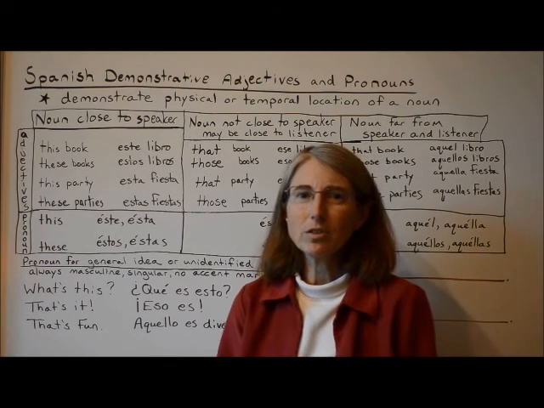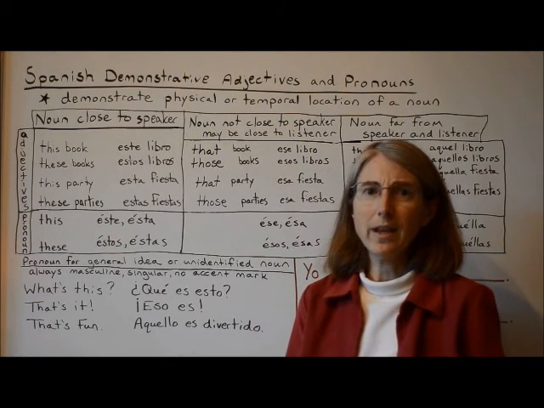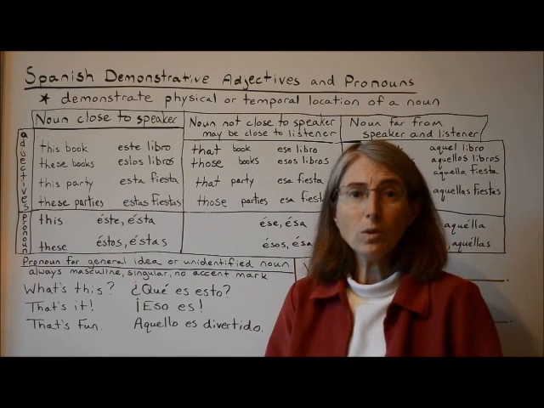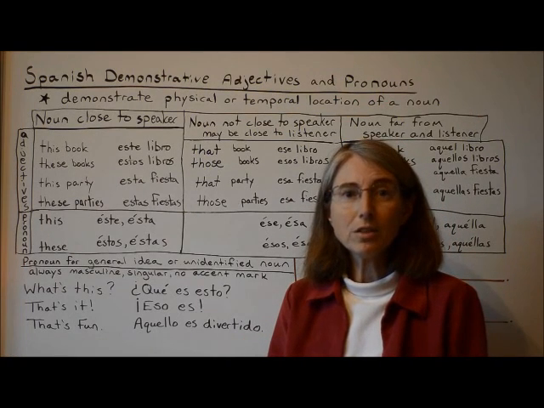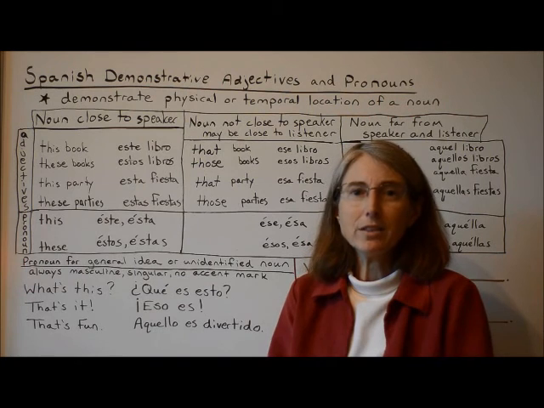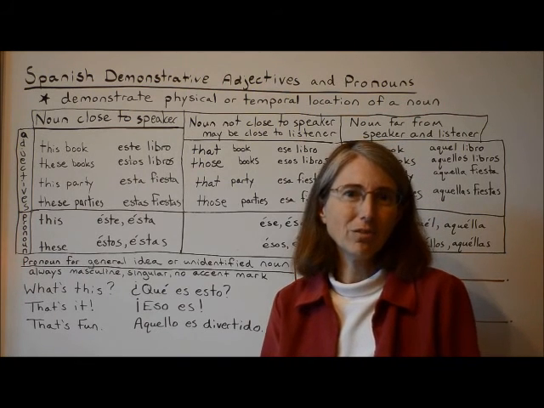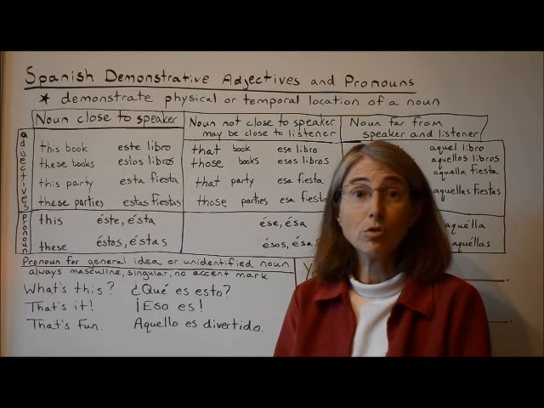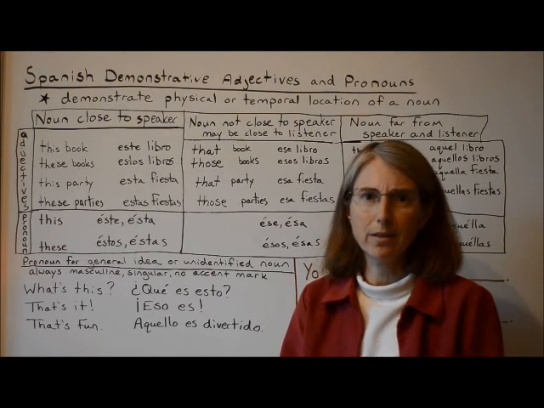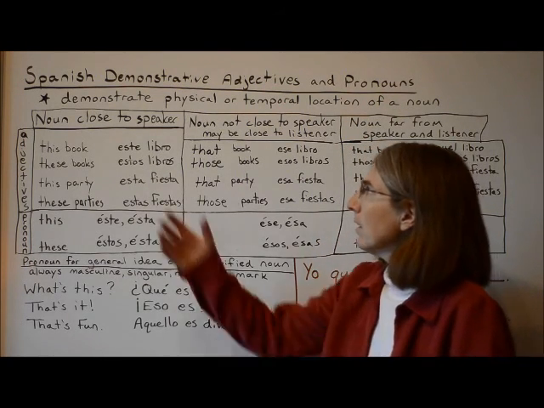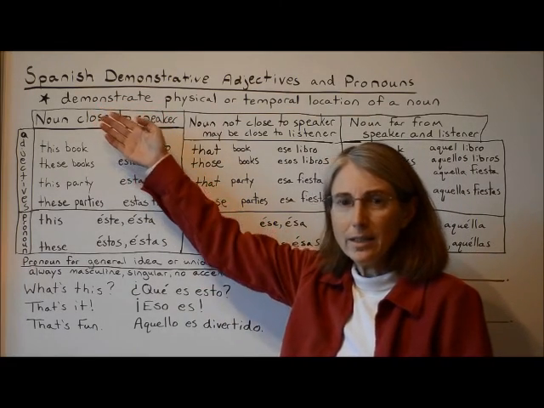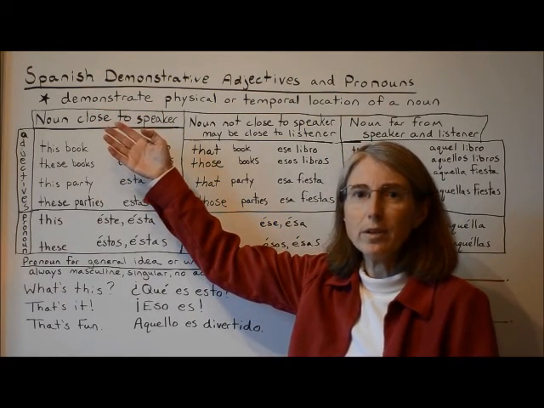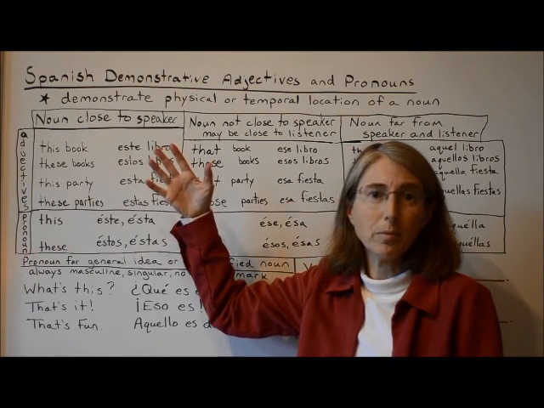Demonstrative adjectives are simply adjectives that talk about or show, demonstrate, the location of a noun. So we know that adjectives are words that describe nouns, and a demonstrative adjective is simply an adjective that gives a description of the location of a noun. In English and in Spanish, we have different categories of demonstrative adjectives.